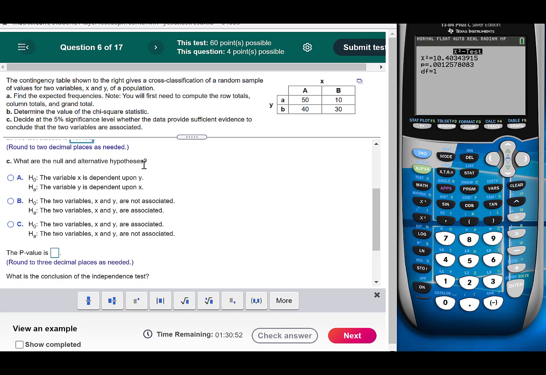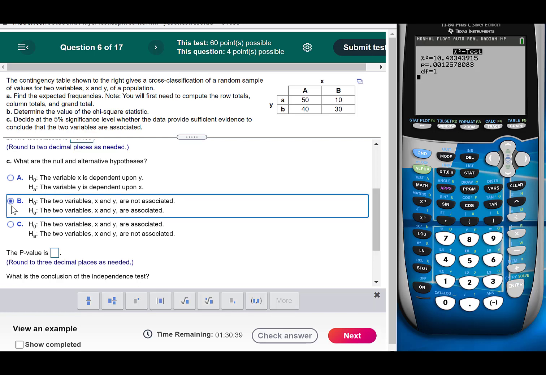And then what are the null and the alternative hypothesis? For this section, guys, for independence test, the null will be the variables are independent. The alternative will be the variables are not independent, means dependent or related. So are not associated, are associated. Are not associated means they're independent. Associated, that means they are related.